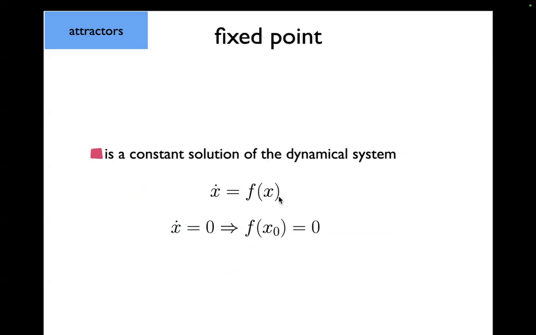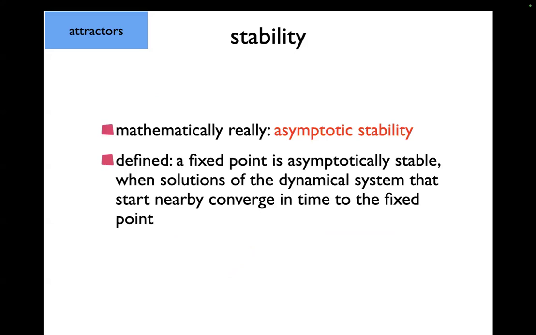So mathematically, the fixed point is really just the constant solution. You look at this equation, x dot equals 0. You have to determine the 0 of f. And so that's where the function crosses 0 in one dimension. What we call stability here to define the attractor is what mathematicians actually call asymptotic stability.